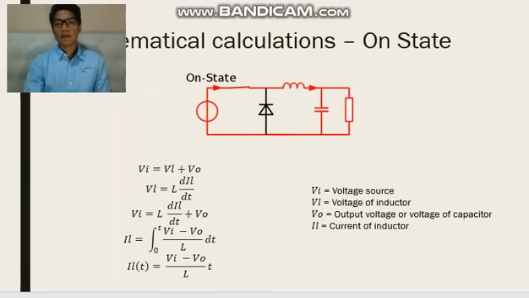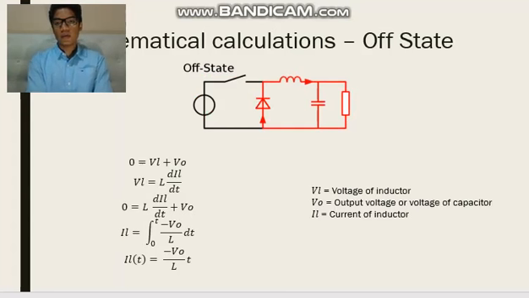Now we have mathematical calculations. On state, we have the Vin, the VL, that is the voltage of the inductor, and the Vout, that is the voltage of the capacitor and of the load resistance, that is the same. So we have here the first equation, and we know that the voltage of an inductor is this expression. So we replace in the first one and we get this. We solve the equation, and now we have this, that is the current of the inductor.